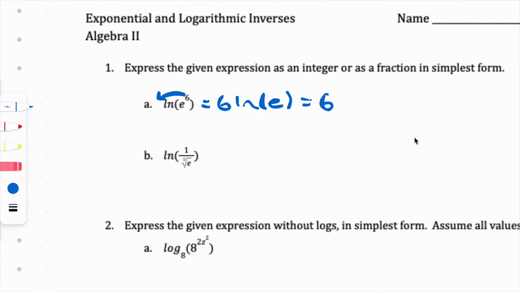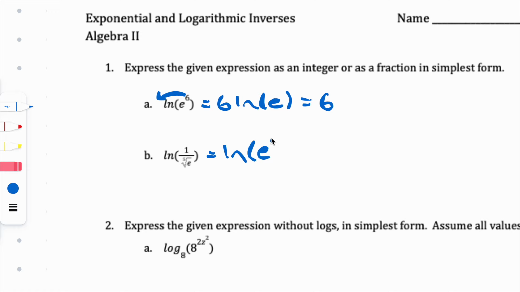Pretty simple. So what I want you to do for part B is think about how can I represent the argument with a fractional exponent. So think about that. That's a radical with the index of 5. Well, 1 over the 5th root of e. Well, we can write that as ln of e, and I'm going to put a negative sign out in front.